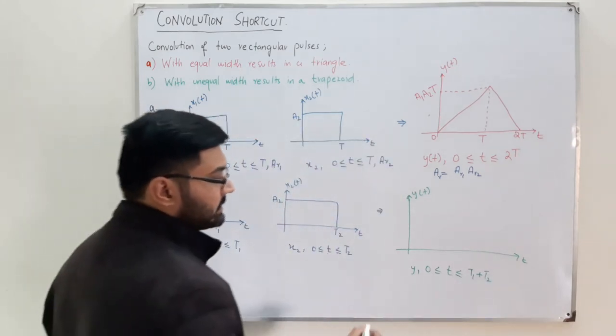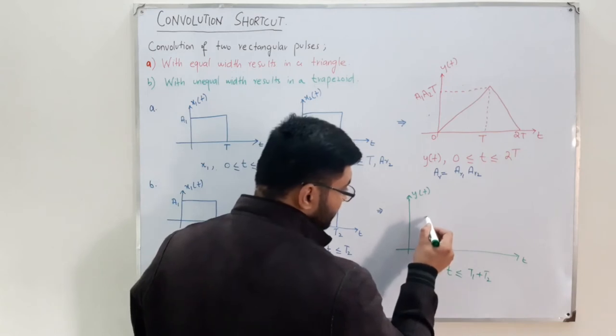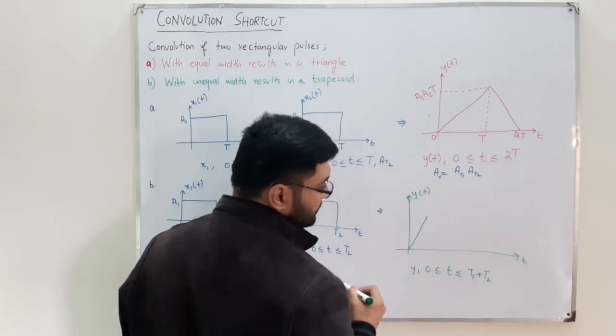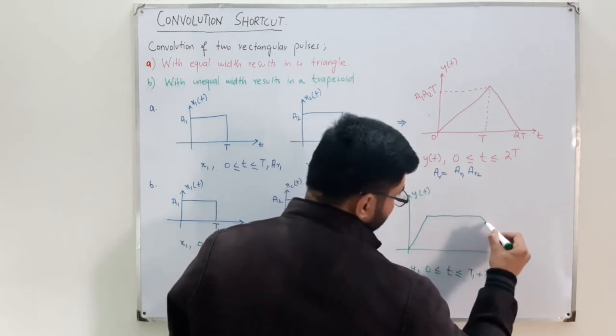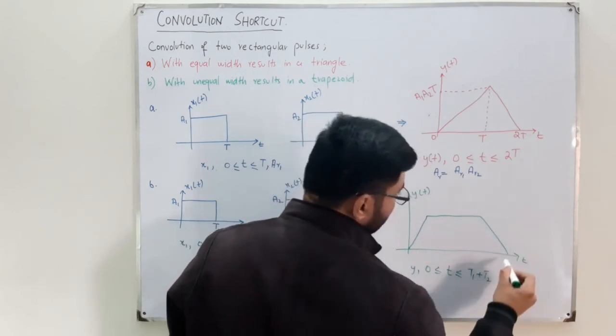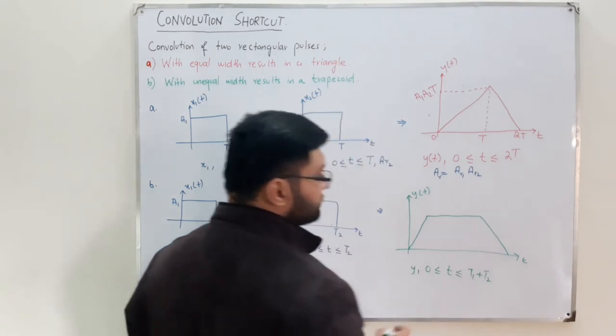So have a look. It starts from 0. It would increase first, then it would become constant, and then it would decrease. So this is how you draw a trapezoid, right?